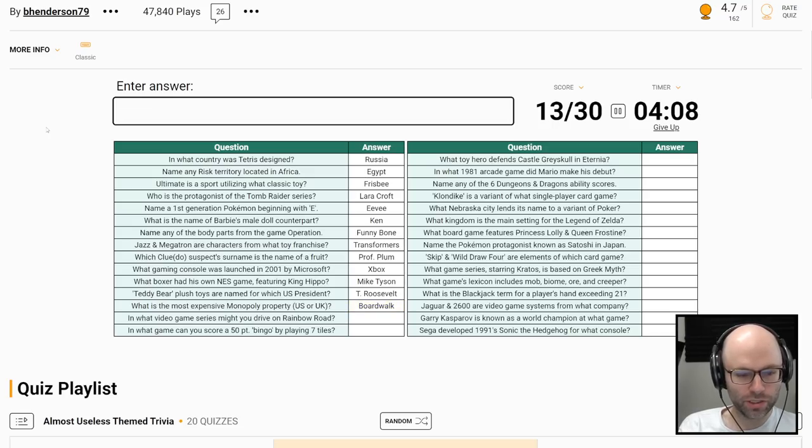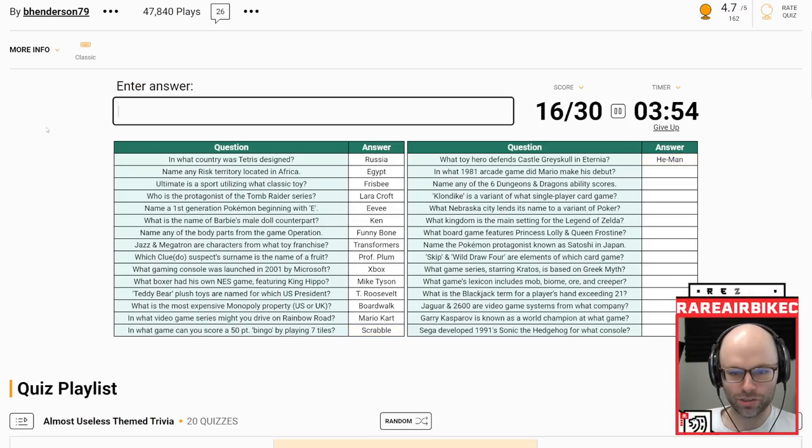In what video game series might you drive on Rainbow Road? Mario Kart. In what game can you score a 50-point bingo by playing 7 tiles? That would be Scrabble. What toy hero defends Castle Grayskull? He-Man. Mario made his debut in Donkey Kong. Name any of the 6 Dungeons & Dragons ability scores. Dexterity. Klondike is a variant of what single-player card game? Solitaire?